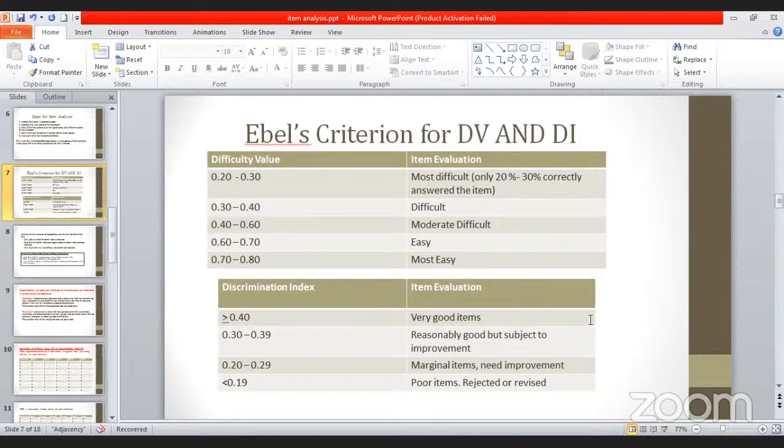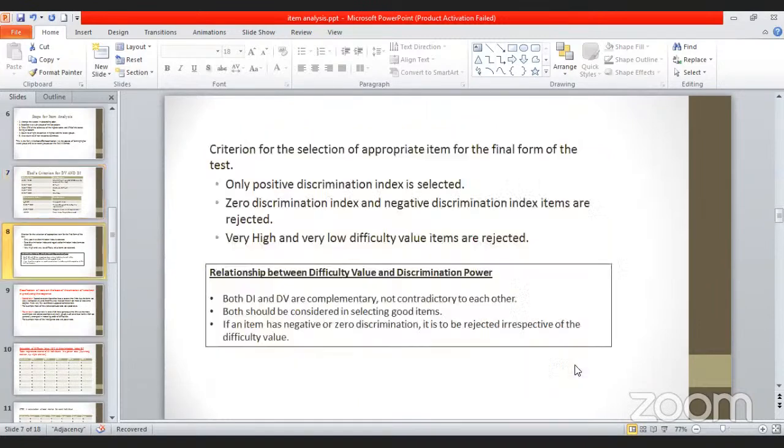So we have to select the items that are difficult, moderately difficult, and easy. We can't select the most difficult one and the most easy one. And in the case of the discrimination index, we can select very good items and reasonably good, but not the marginal items and poor items. Those are the criteria. So only a positive discrimination index will be selected. Zero and negative discrimination index items will be rejected, and very high and very low difficulty values will be rejected. Those are the criteria.